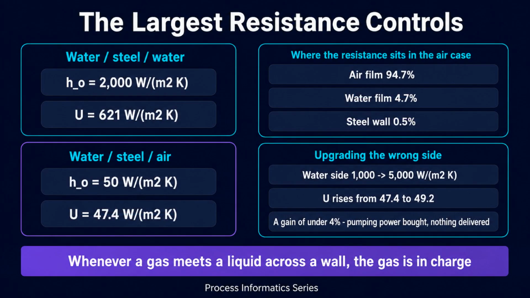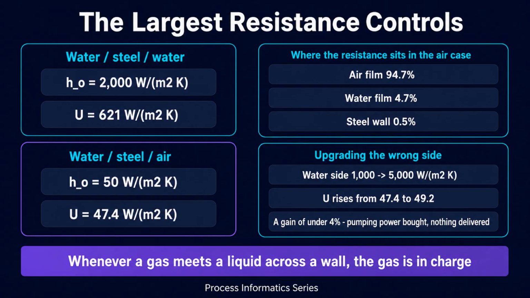Now change one thing. Replace the outside liquid with air at an h of 50, and U collapses from 621 to 47.4 watts per square meter Kelvin. Look at where the resistance sits. The air film is 94.7% of the total, the water film 4.7%, and the steel wall 0.5%.